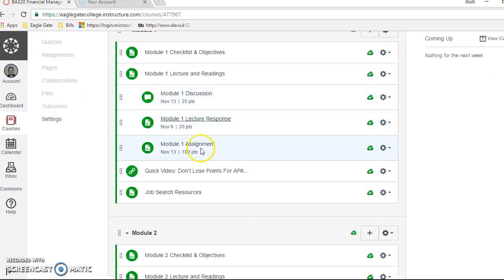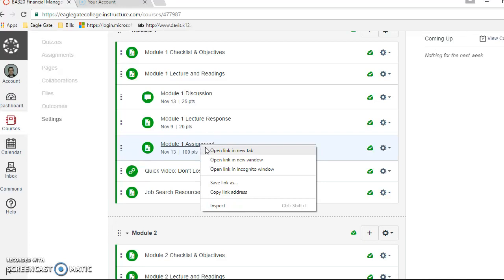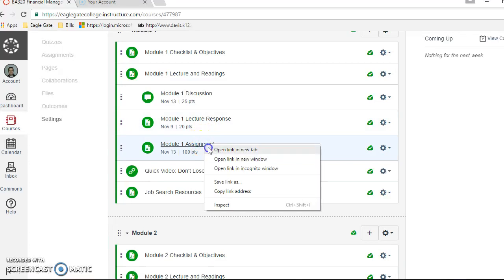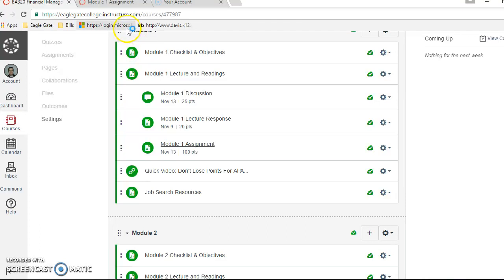And now I want to spend a little bit of time on the assignment because this is where the bulk of your points are going to be. You can see you'll have your discussions worth 25, your lecture response is worth 20, and then your assignment is worth 100 points. So double of the other ones combined. So be sure to get all 3 done, but your assignment is going to be very important.